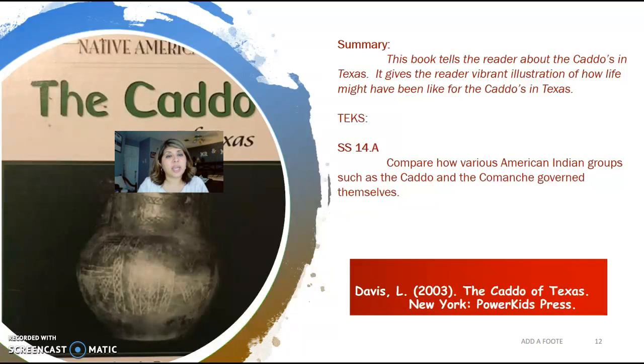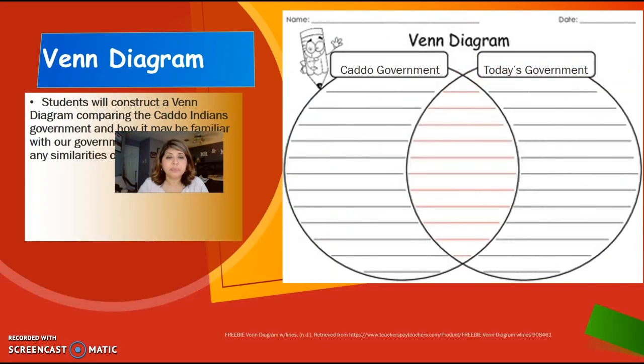I chose the Caddo Americans for this mentor text, and it tells you basically about the Caddos in Texas and gives you illustrations of what life might have been like for the Caddos here in Texas. I chose to concentrate on TEKS 14.A for this book, and it basically is to compare how various American Indian groups such as the Caddo and the Comanches governed themselves.